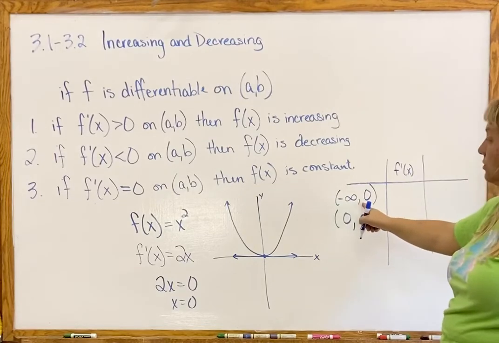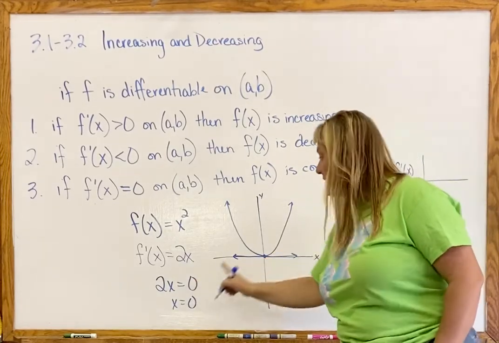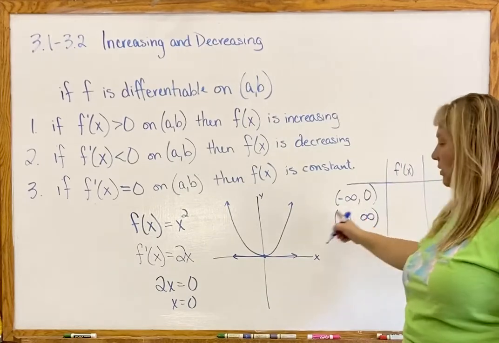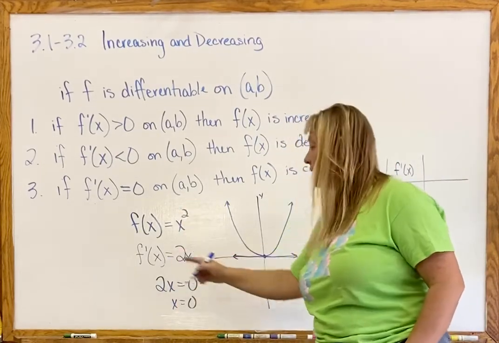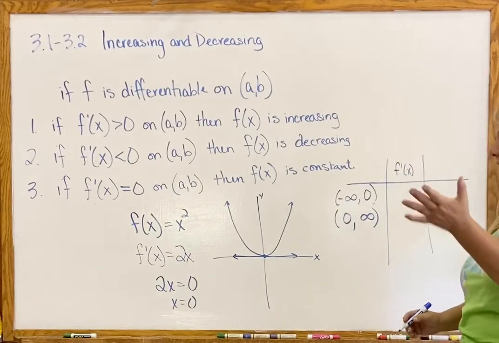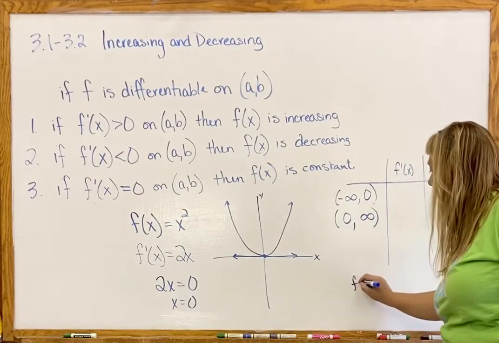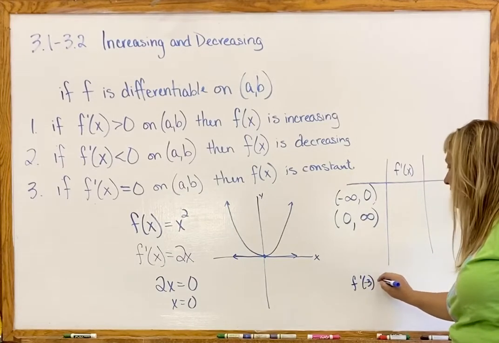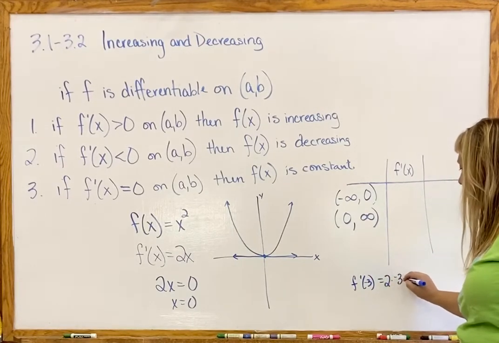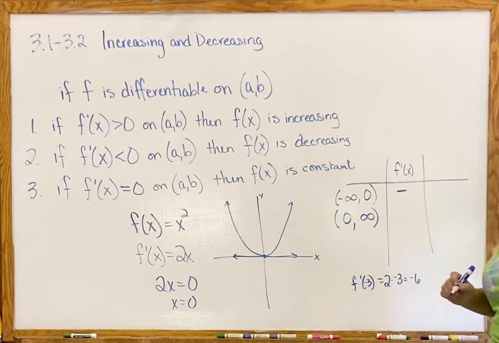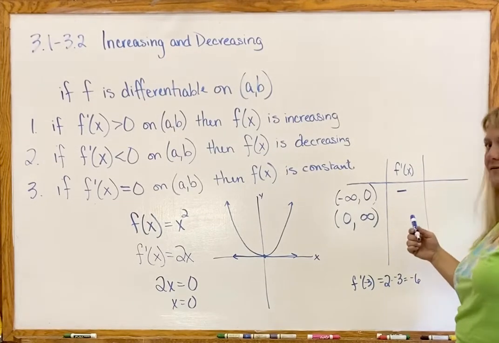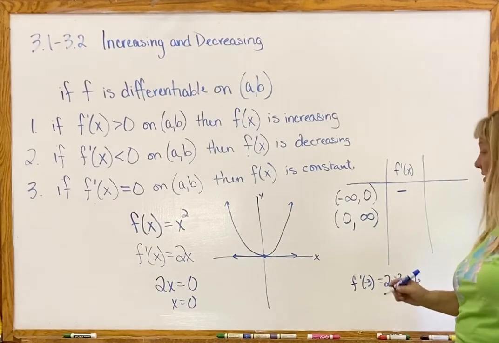So what we want to do is take any number that's in this interval here and stick it into our derivative, not the original, into the derivative. So like -3. We could find f prime of -3, which will be 2 times -3, which is -6. So we don't really care about the 6. What we care about is the negative. So if you want to put -6 there, you can, or you can just stick the negative sign there.